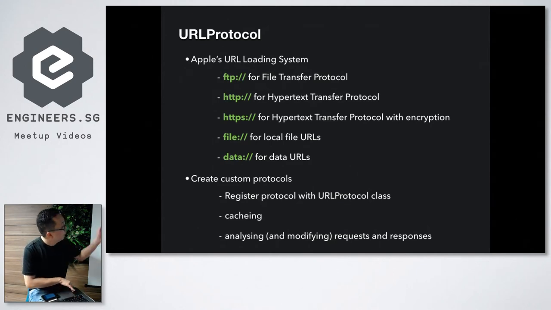So give an example, for the FTP URL protocol, it probably defines that, hey, if a request has the text FTP:// then it's something I know that I know how to process it, and the implementation, you'll probably just send the request over port 21. So we can also create custom protocols, but because the new protocols are not in the system, we are going to create a new protocol class. We have to register into the loading system. We can also make use of the custom protocols for caching, as well as analyzing and modifying any requests and responses.